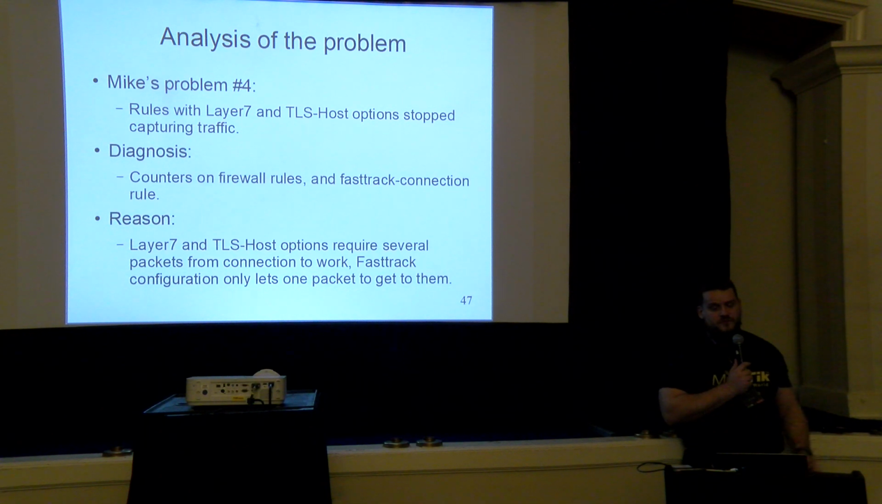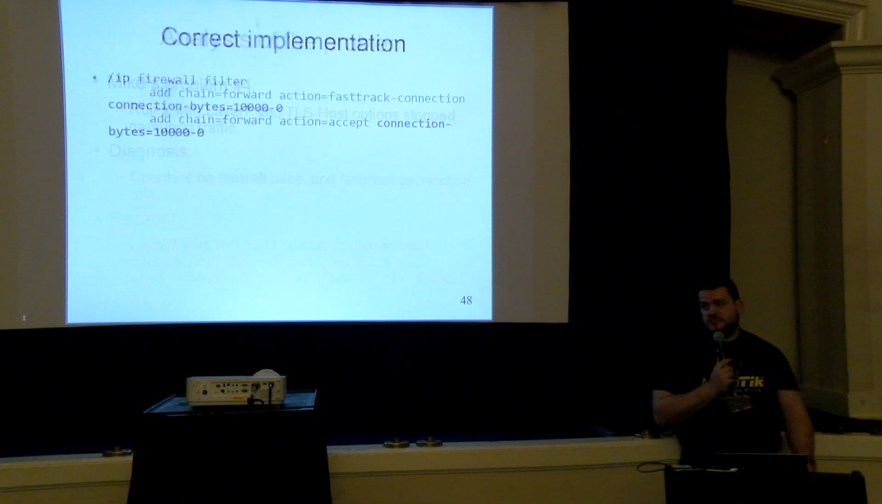Basically both of those options require several packets to match the fields that are required. So layer 7 and TLS host both require several packets to match that pattern that you gave, but you are fast tracking starting from the second packet. But it's not black or white like everyone thinks. So I cannot use fast track? No, you can use fast track. You just need to do that a little bit smarter.